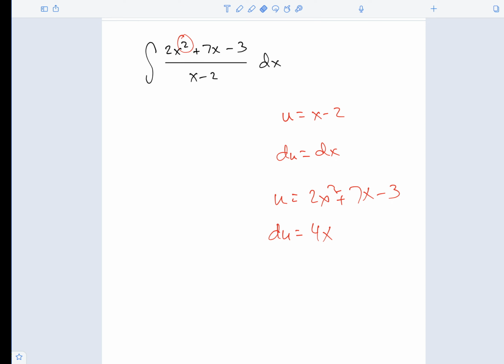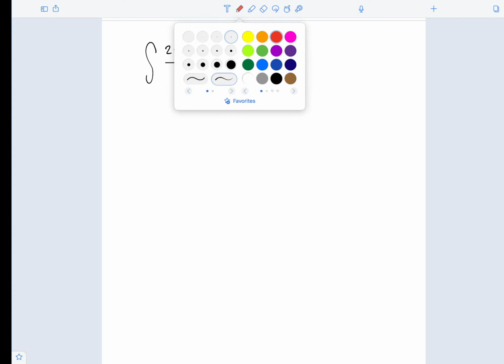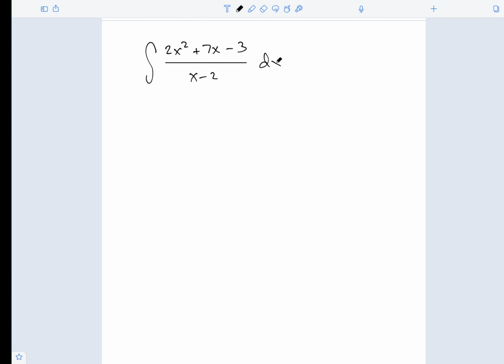Well, we don't do what I just suggested here. What we want to do is actually long division. So what's the tell that we have to do long division is, again, the denominator's exponent is less than the numerator's. So let's do that.